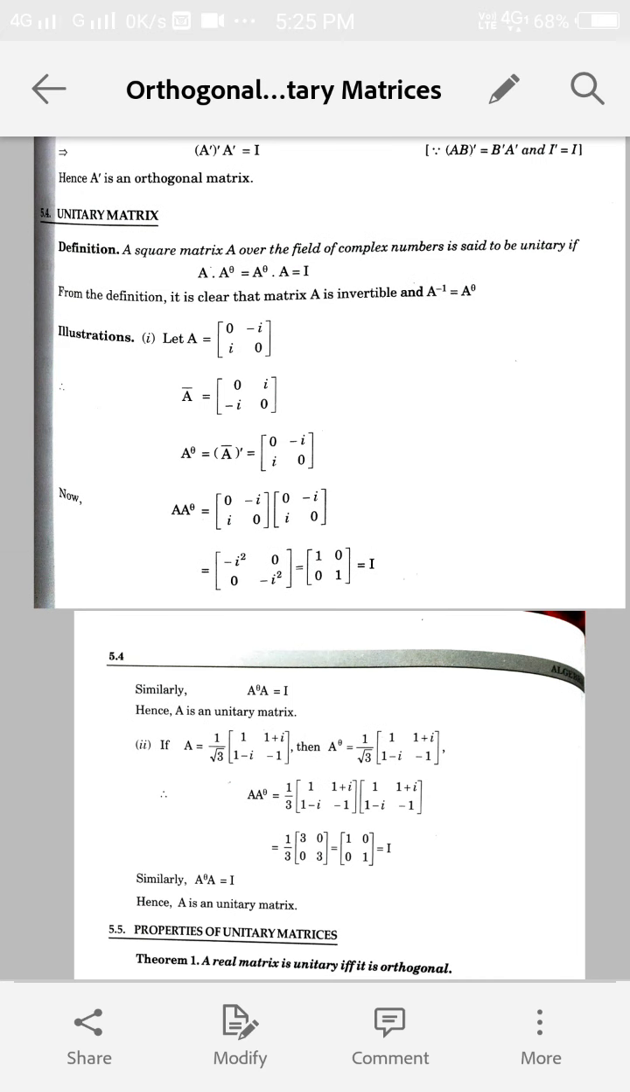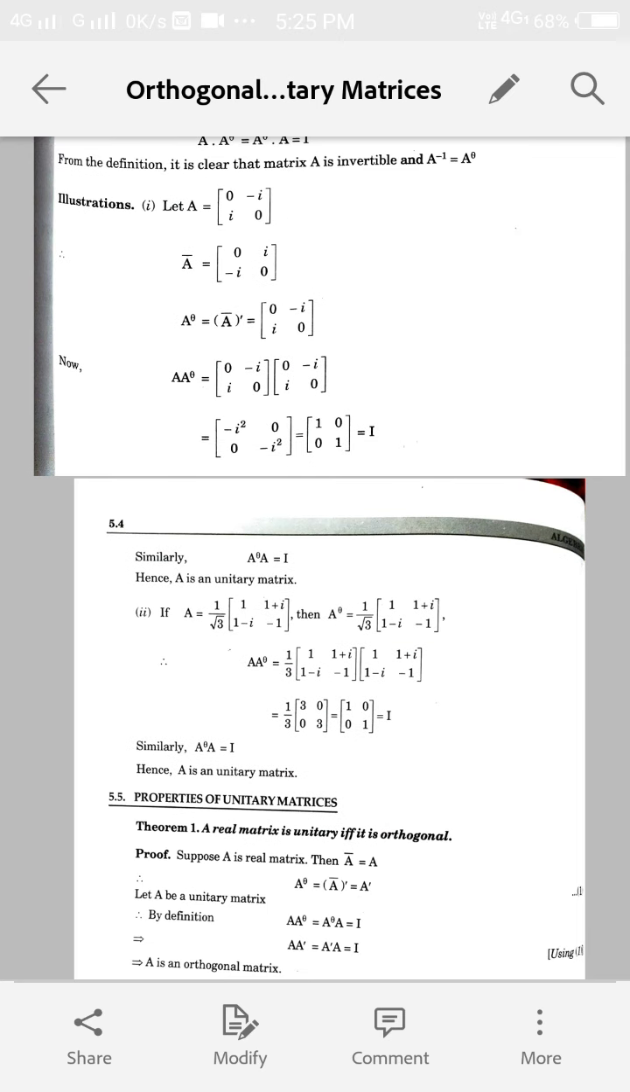Let us take this example. Let A be equal to the matrix 0, minus i; i, 0. This is a square matrix of order 2. First find its conjugate, then take its transpose. We are here with A theta. Now multiply A by A theta, and we get the identity matrix. Similarly, if we find A theta into A, that comes out to be again an identity matrix. So from here we can say that A is a unitary matrix.